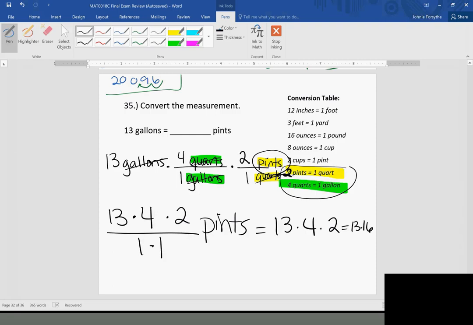So now I have 13 times 8. 8 times 3 is 24. Carry the 2. 8 times 1 is 8, plus 2 is 10. The answer is 104 pints. But the main thing here is lining up your units so that what you want to cancel out is at the top and the bottom, and what you want to be left with is the last unit standing at the top.